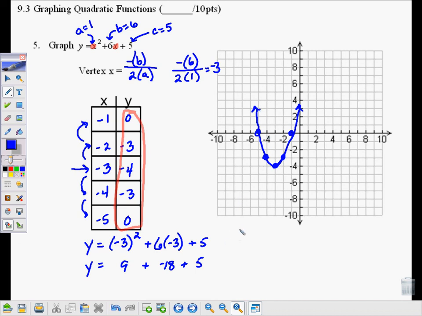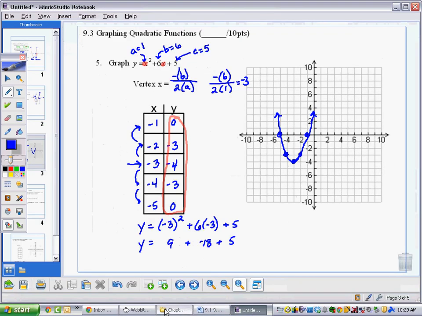Okay, there we are. We have our graph. Fantastic. Hope that helps. Enjoy.